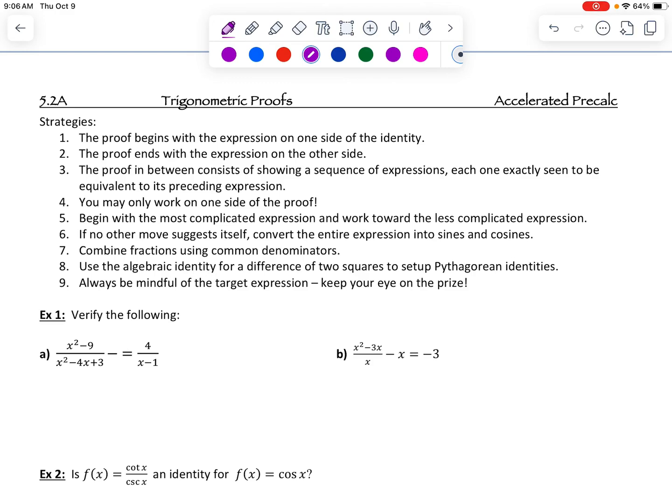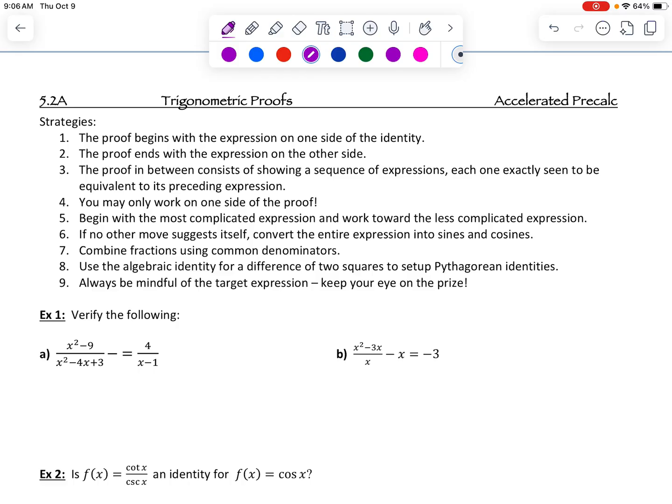Hey everyone, welcome back. We're ready for section 5.2a. We're going to be starting on our trig proofs. With the last section, it was kind of hard because we didn't know necessarily where to stop. It kind of varied depending on the problem. But now that we have a proof, we know exactly where we're going to end.